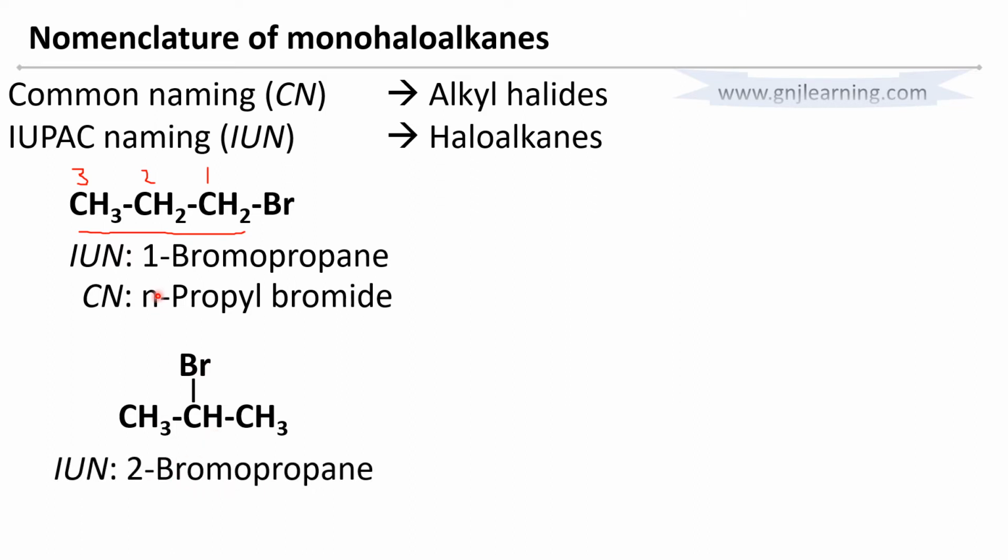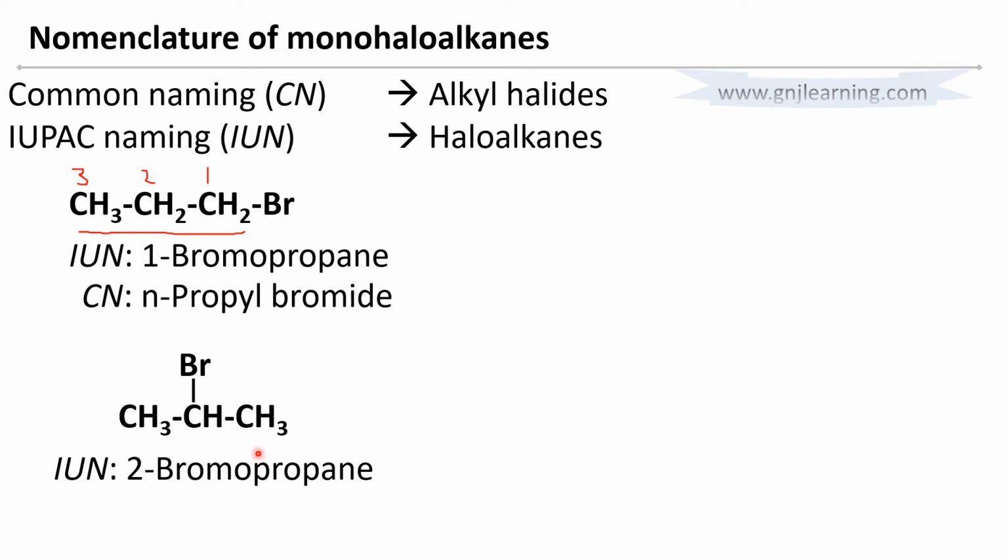Whenever you are writing an IUPAC name, the first thing to notice is that the IUPAC name is a single word. Clear? There should not be any space between the names. Second, whenever there is a number and an alphabet, you should separate them using a hyphen. So 1-bromopropane, 2-bromopropane. You can start with a capital letter, but in between there should not be any other capital letter. Like propane, the p should always be in small letters. Clear?